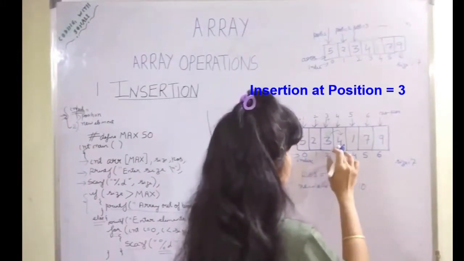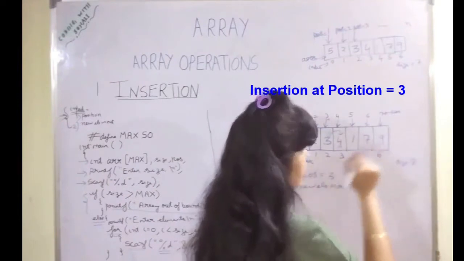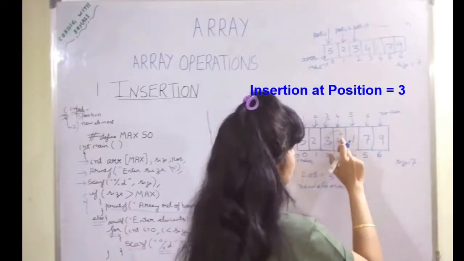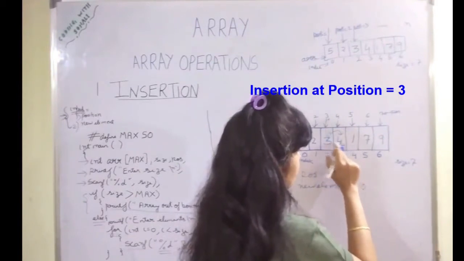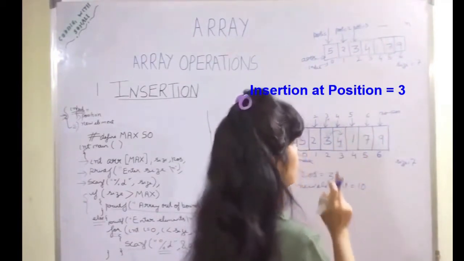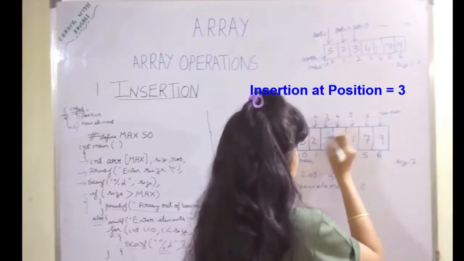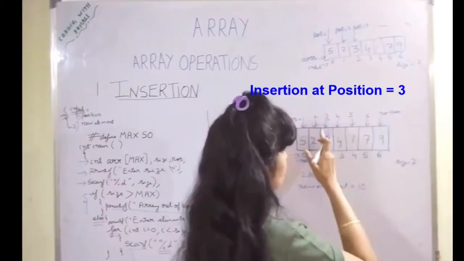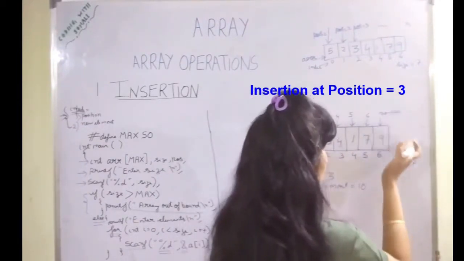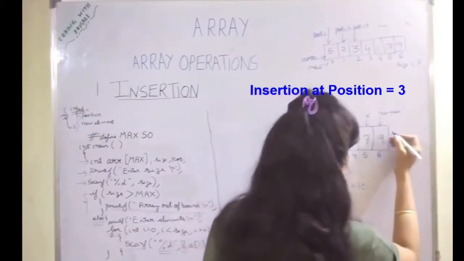So you can see if we start shifting from this position to the end, what will happen? This 3, if we shift here, this 4 will be replaced by 3. So in that case we will lose this data 4. We don't want that. So how should we start shifting the elements? Instead of shifting from the position to the end, we will start shifting from the end to the position, that is vice versa.